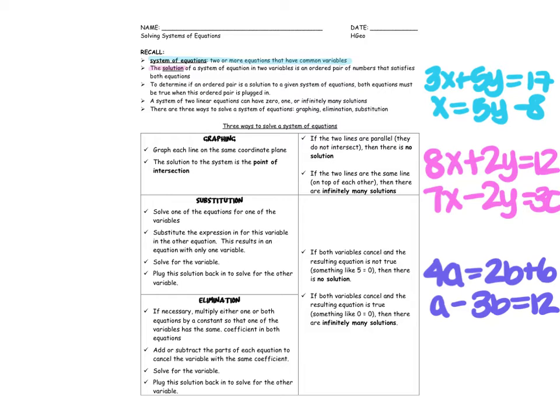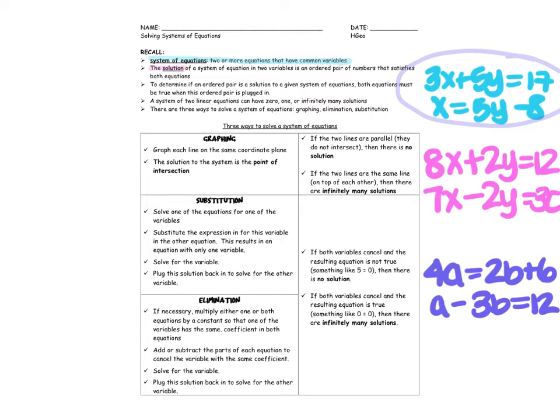So if you have this system, let's say here, 3x plus 5y equals 17 and x equals 5y minus 8, I haven't solved that system yet. When we look into solving a system like that, the answer that we get for x, and we'll get an answer for y, that is the pair of numbers that makes both equations true.